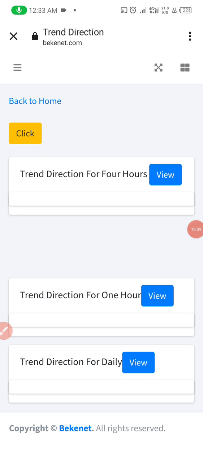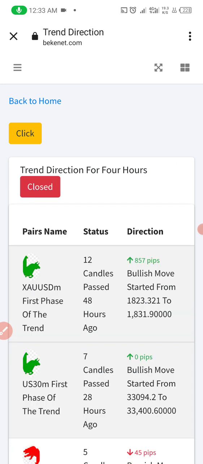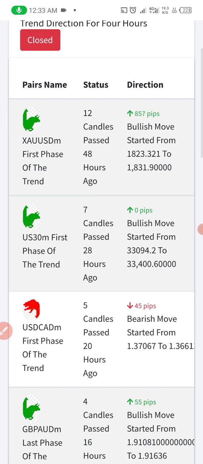The same way you plot your trend direction in various time frames. We have it on 4 hours, we have it on 1 hour, we have it on daily. It is very, very simple, so long as you can read. All you need to do is just click view. It will give me all the summary of what is happening on this market.